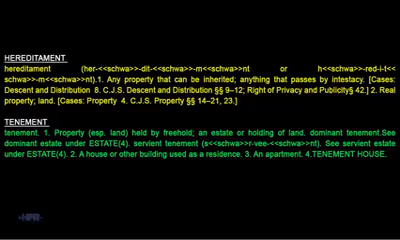Dominant tenement, see dominant estate under estates under the fourth sense. Servient tenement, see servient estate under the fourth sense. Sense 2, a house or other building used as a residence. And sense 3, an apartment, a tenement house. So right here we can see the tenement is almost like you're a resident of something and you don't have the property. You haven't made any claims or anything like that. So this is what we're talking about, lands, the distinct difference.